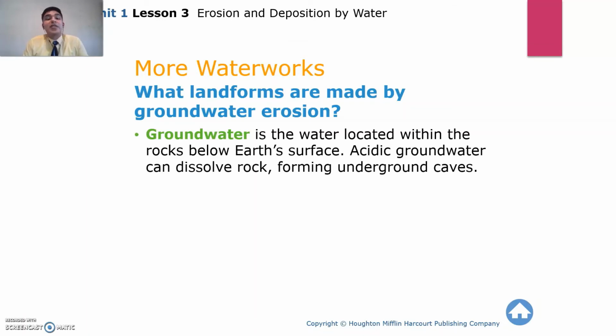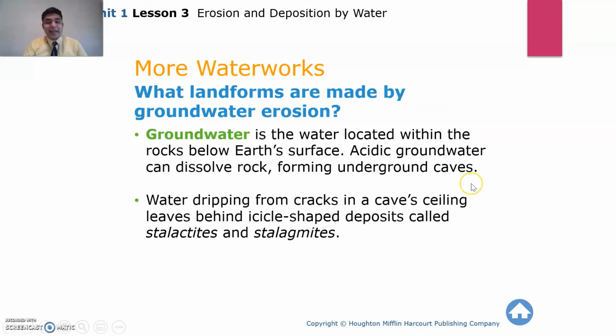Acidic groundwater can dissolve rock, forming underground caves. So, we can also think about groundwater as a river, let's say, but a river that is underground, and we can find them usually in rivers. Like if you have had the chance of being at a river and you see that water is just flowing out of the ground, that is groundwater because it is coming from under our feet, let's say.